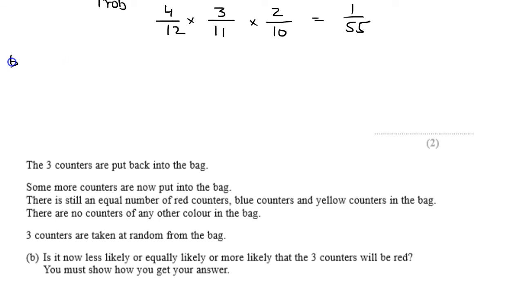Now part B. 3 counters are put back into the bag. Now there are again red, blue and yellow, so again there are 4, 4 and 4. Some more counters are now put in the bag. And there is still an equal number of red counters.